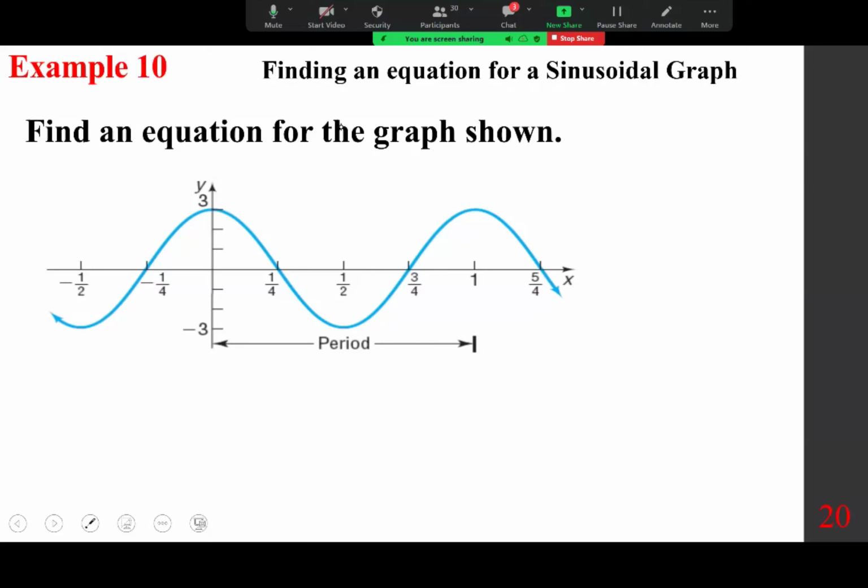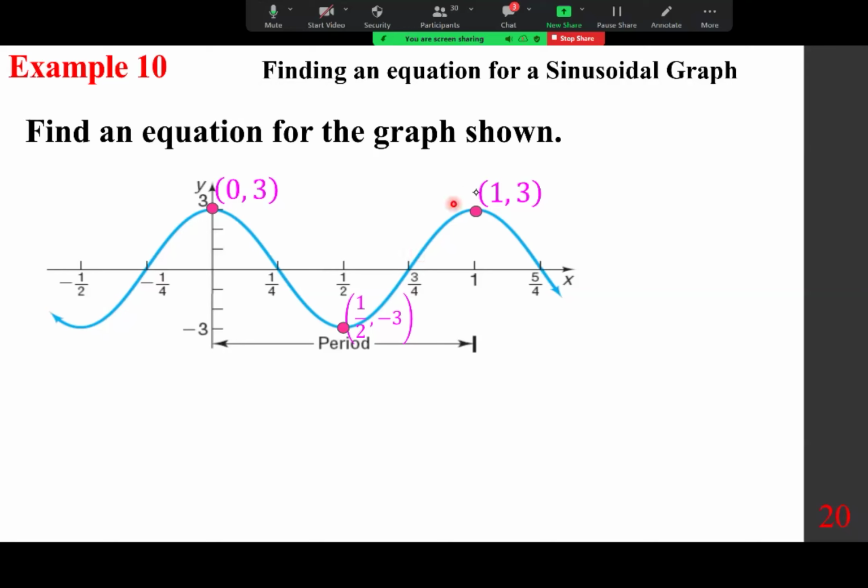Finding an equation of a sinusoidal graph, we want to find an equation for the graph shown. All right, let's see what is this point: (0, 3). What is this point: (1/4, 0)? What is this point: (1/2, -3)? What is this point: (1, 3)? Okay, so let's plot these points.